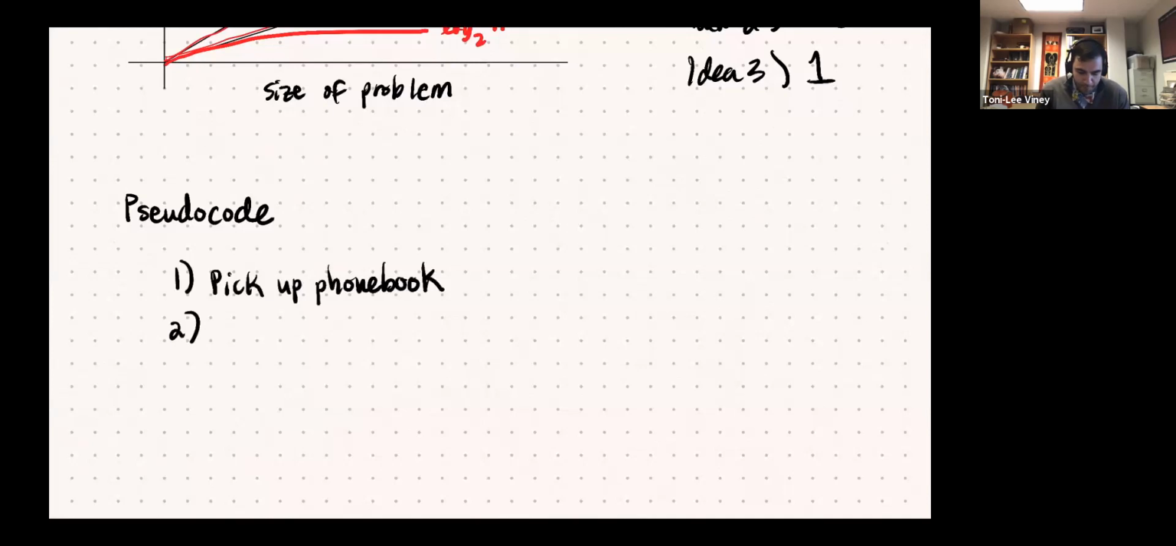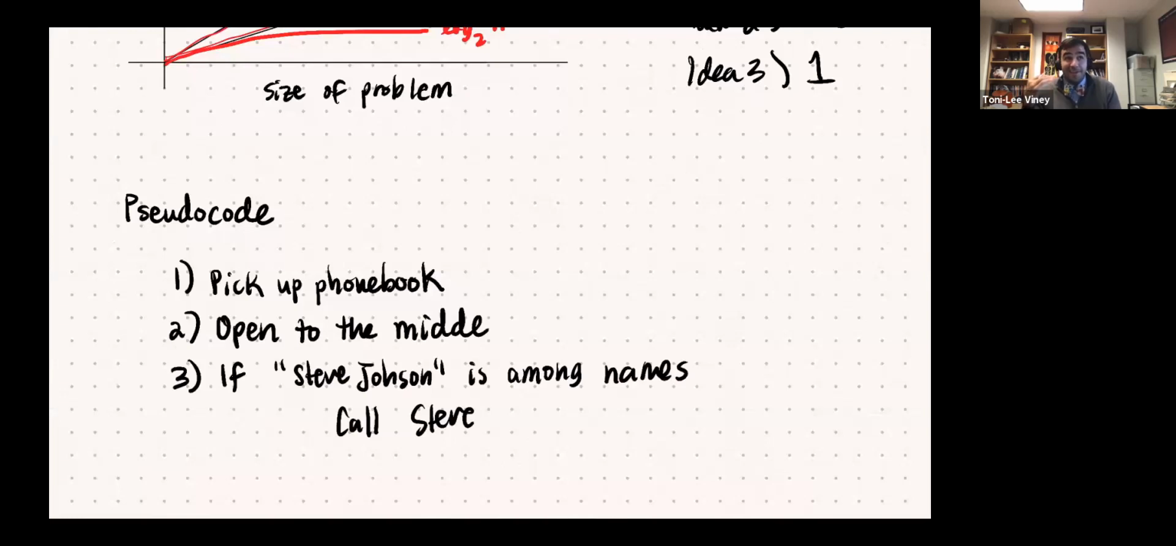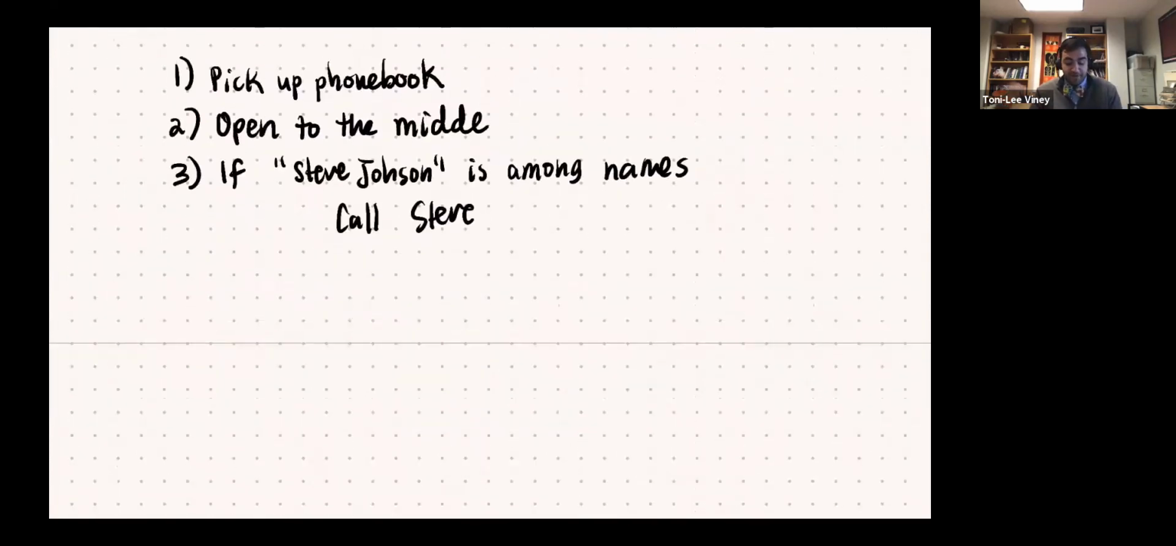2, open to the middle of the phone book. Now, step 3 is if Steve Johnson is among the names, then you call Steve. So we have to tell our computer program, hey, we have to look for this name. And if we see this name, then you're done, right? You have to be very, very explicit with your computer. So if Steve Johnson is among the names, call him.